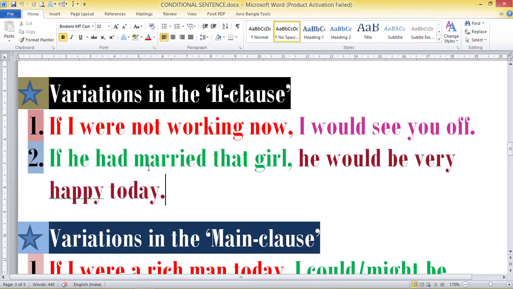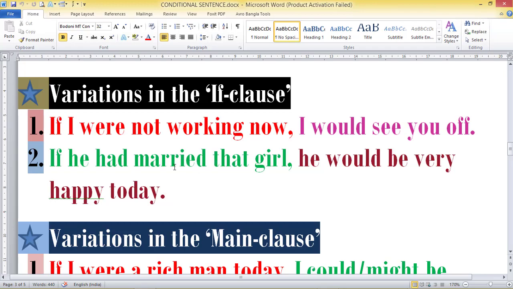If he had married the girl, he did not marry the girl, and for which he is not happy today. If he had married that girl, he would be very happy today. So here a variation has come in the if clause. Here past perfect tense has been used.